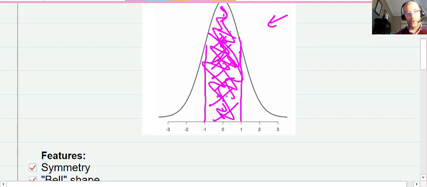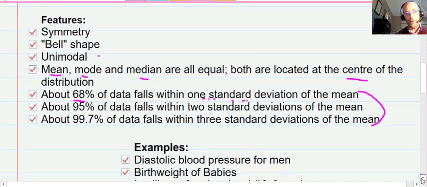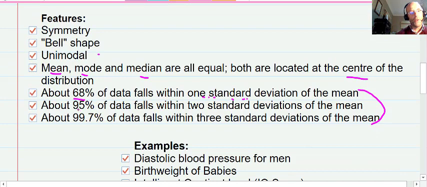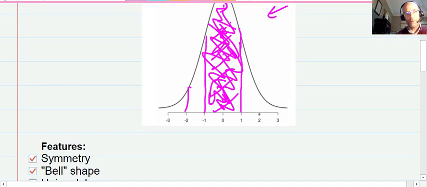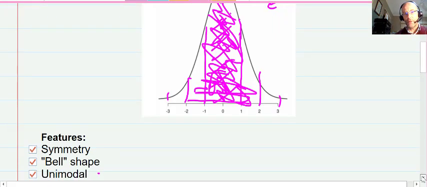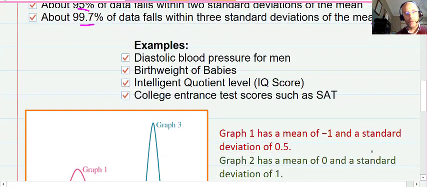Look at that terrible coloring in. I don't care. So 95% will fall within 2 standard deviations, and 99.7% of all the data falls within 3 standard deviations. That's nearly everything. So 2 and then 3, you've got just about everything there. See, I told you it was going to be a rough guide. That's pretty rough.